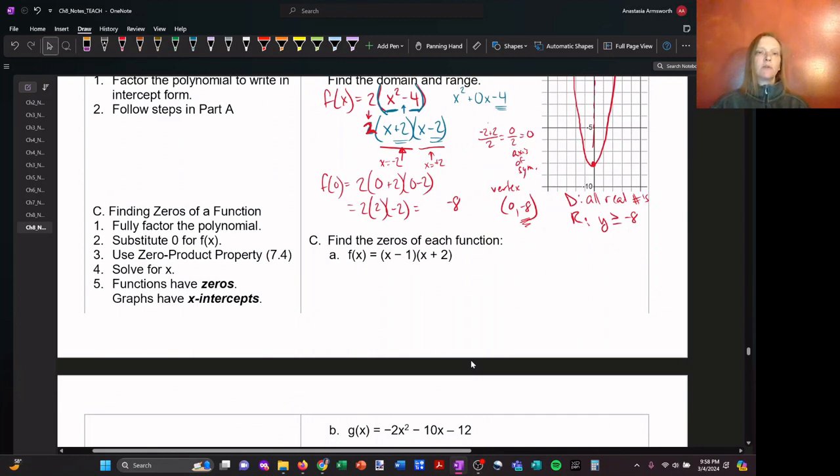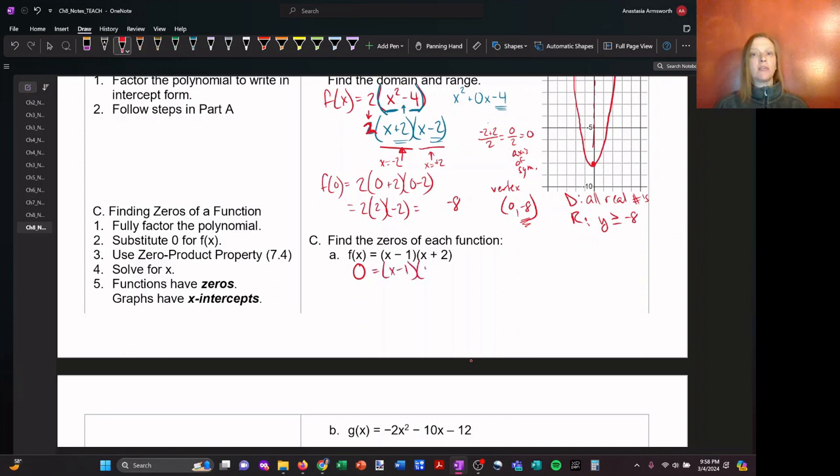When you're finding zeros of a function, functions have zeros, graphs have x-intercepts. They are tightly related to each other. Technically, you use different vocabulary words, but I know I myself am guilty of using the two interchangeably. If I want to find the zero of a function, first you need to have a fully factored polynomial. And then, just as we did in the previous example, you need to say that the y value, the f of x value, is 0.